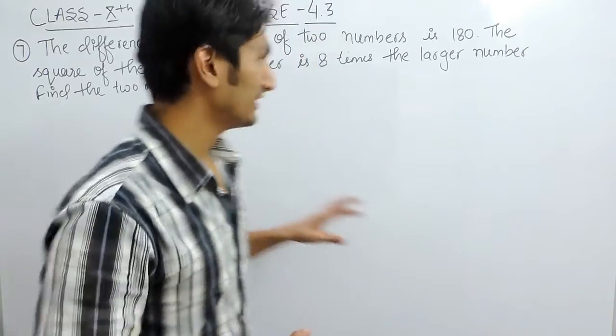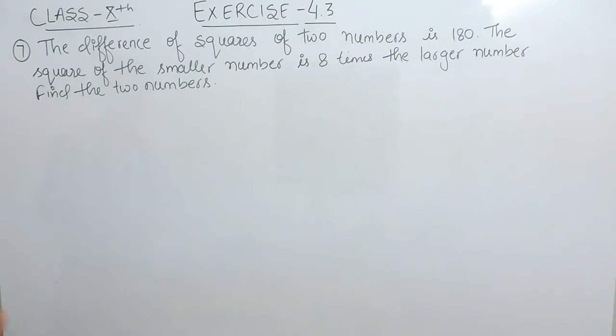Hello everyone, in this video we are going to solve question number 7 of exercise 4.3, and the question says: the difference of squares of two numbers is 180 and the square of the smaller number is 8 times the larger number. You have to find the two numbers.